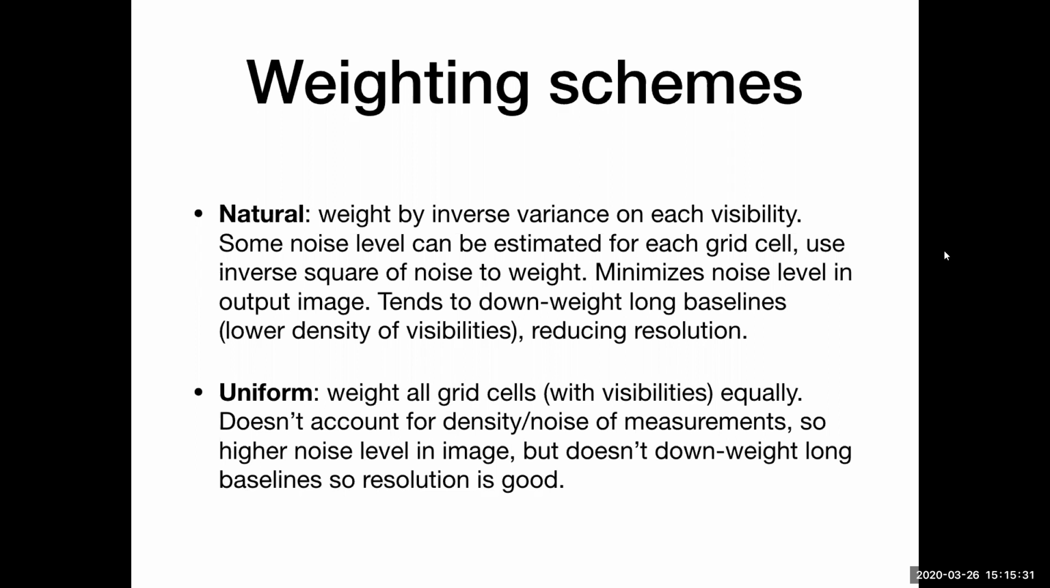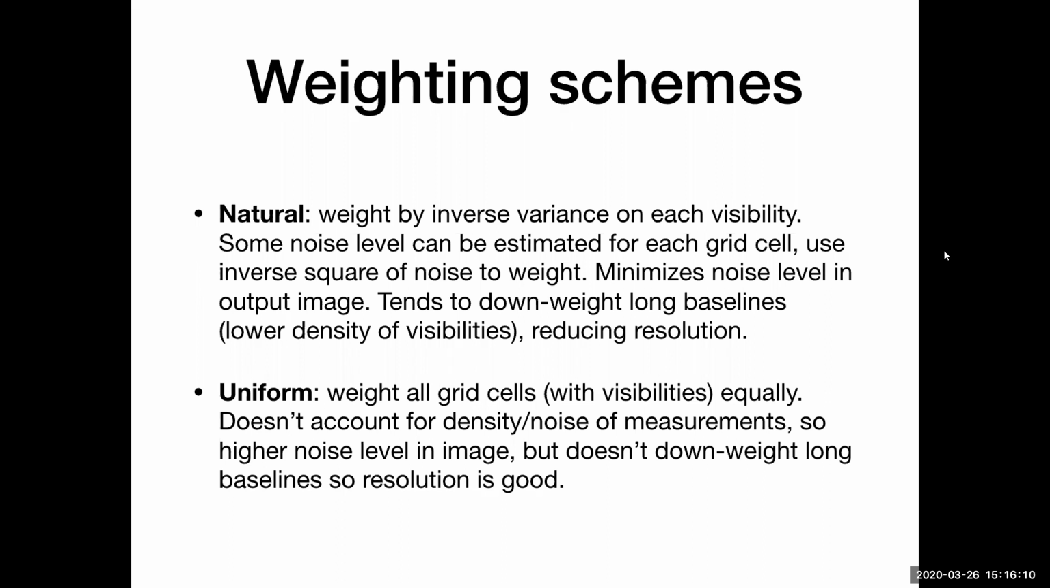One tendency this has is that it usually ends up downweighting the long baselines, because for most array configurations at least, you have more short baselines than long baselines. So you have more information on the short baseline scales, and the long baselines tend to get downweighted slightly, with the effect of reducing your resolution. So you get the best noise possible for the data, but you lose some of the resolution.